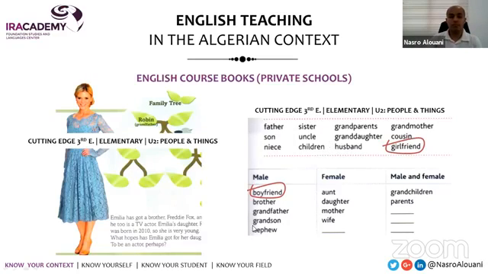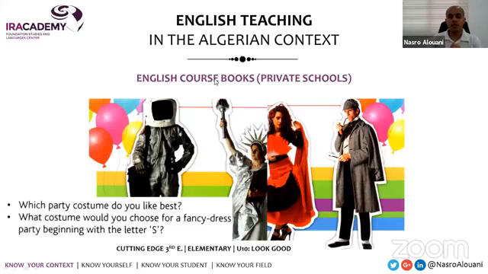and it causes a problem really. Another example here, we have an activity in Unit 10, elementary level, Look Good. It talks about party costumes, and there are some warm-up questions for the student. Which party costume do you like best? What costume would you choose for a fancy dress? So it talks about this concept of party costume, which myself as a teacher I have never done.